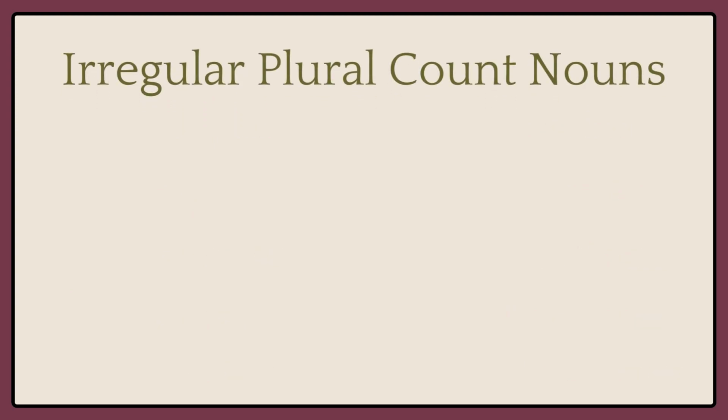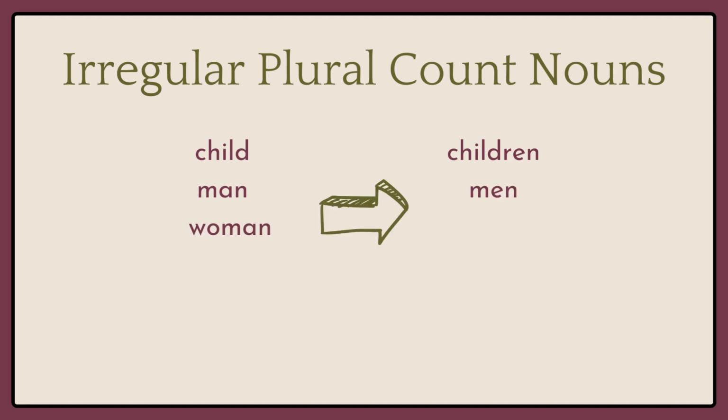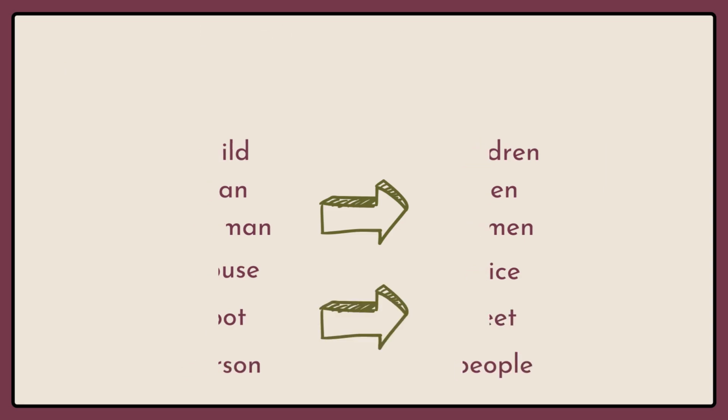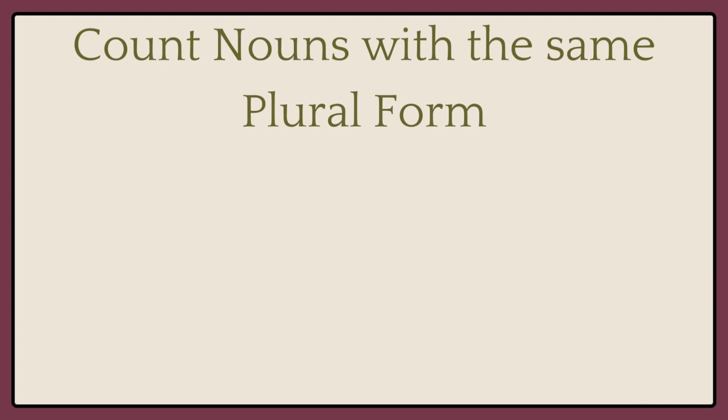Some plural count nouns change forms in a different way. Here are some common words. Child becomes children when there's more than one. Man becomes men. Woman becomes women. Mouse becomes mice. Foot becomes feet. Person becomes people.